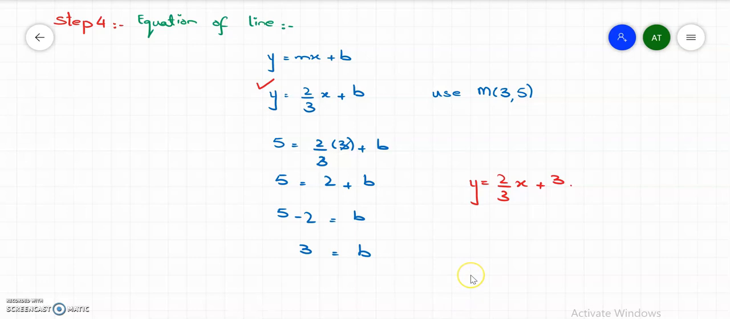I hope you understand how to find the equation of a perpendicular bisector. It is basically a 4-step method.